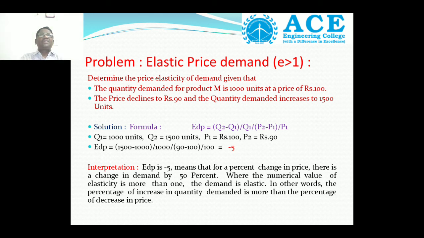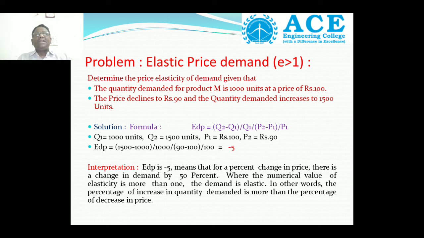Types of elasticity we discussed. Then we discussed the definition of price elasticity of demand, and the factors that determine the price elasticity of demand. Then we discussed the types of price elasticity. Again we classified 5 types: perfectly elastic, perfectly inelastic, relatively inelastic, unitary elastic. And at the same time we discussed one small problem also.